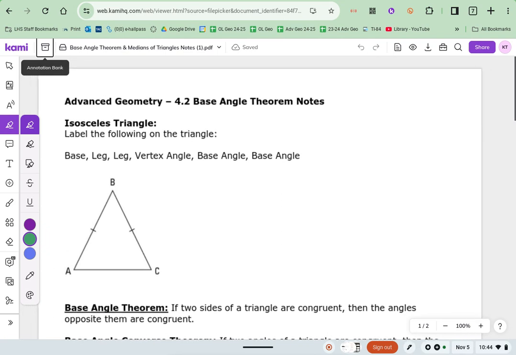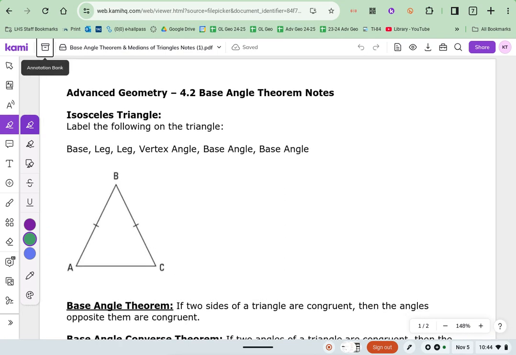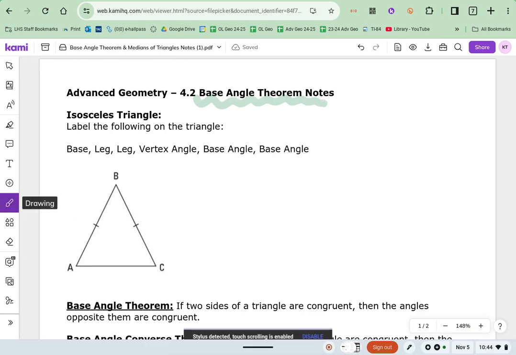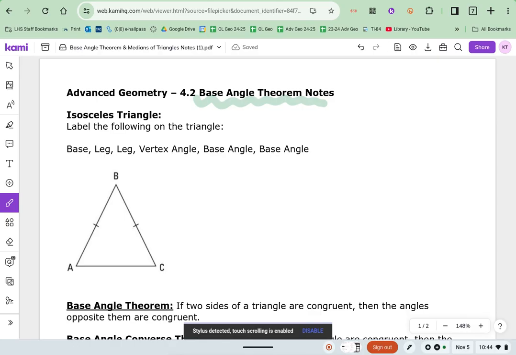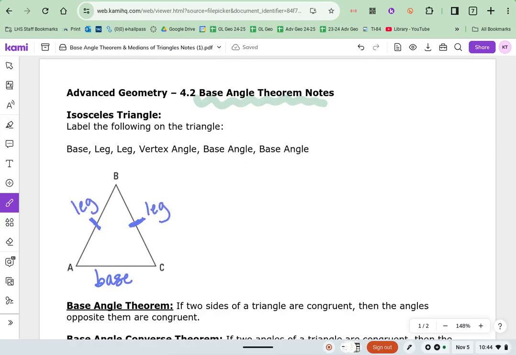All right, so on our notes, we have a couple of topics today. First topic is the base angle theorem. So base angle theorem has to do with isosceles triangles. So remember, isosceles triangles are the triangles that have two sides that are the same. And we have some special vocabulary for isosceles triangles. This is called the base. It's called the base because it's the side that's not congruent to any other side. The sides that are congruent to each other are the legs. So we have two legs.